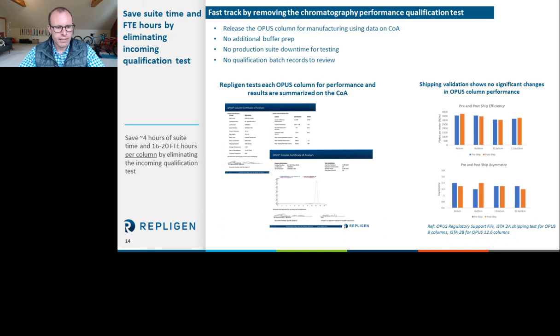And this, as shown on the left-hand side of the screen, saves about 4 hours of suite time and 16 to 20 FTE hours per column. So with 100 columns, that's 400 hours of suite time and 1,600 to 2,000 FTE hours. And that's very, very significant if you think of this campaign. So with pre-packed columns becoming more and more used in the industry, we do see a movement away from some of this incoming qualification testing, especially for repeat orders such as this one.